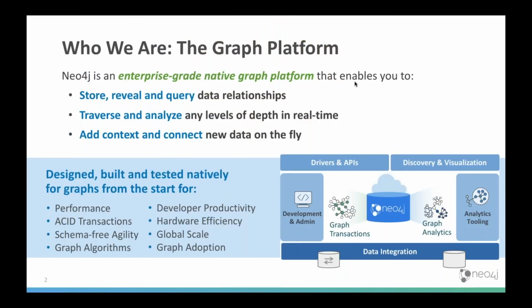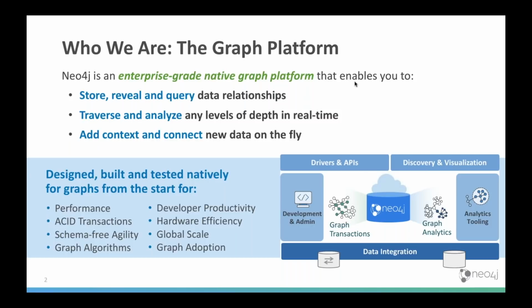So who we are, what it is. Neo4j is the company behind the Neo4j Graph platform. So the Neo4j Graph platform is what we're going to talk about this morning. But in essence, it's a database and some surrounding facilities. And as a database, you'll be thinking of other types of database that you've worked with. And this is a particular one that's designed, as it says here, to store, reveal, and query relationships.